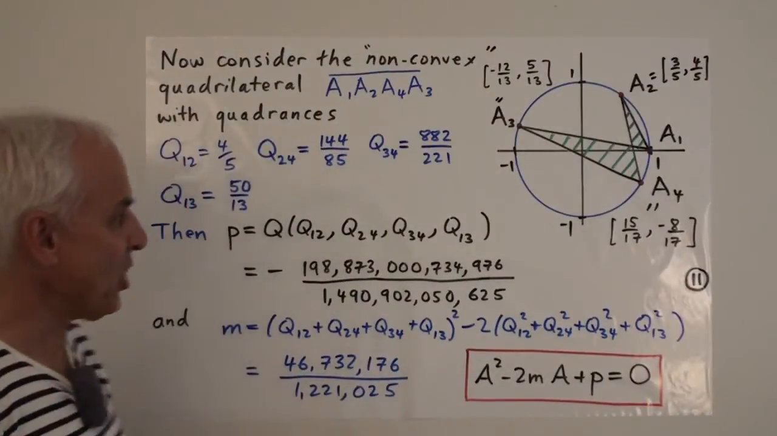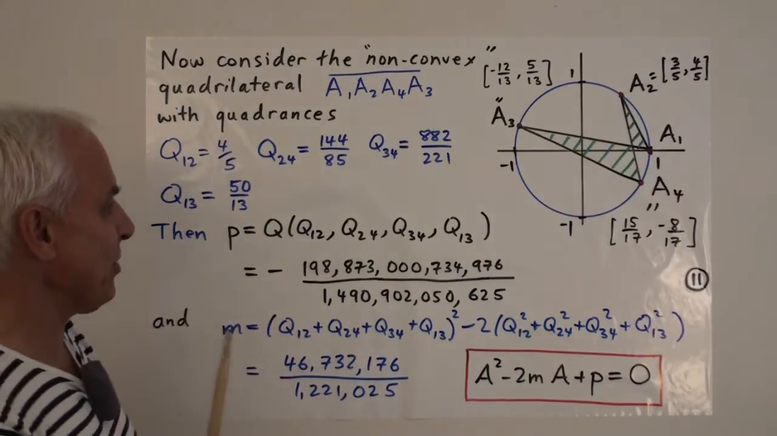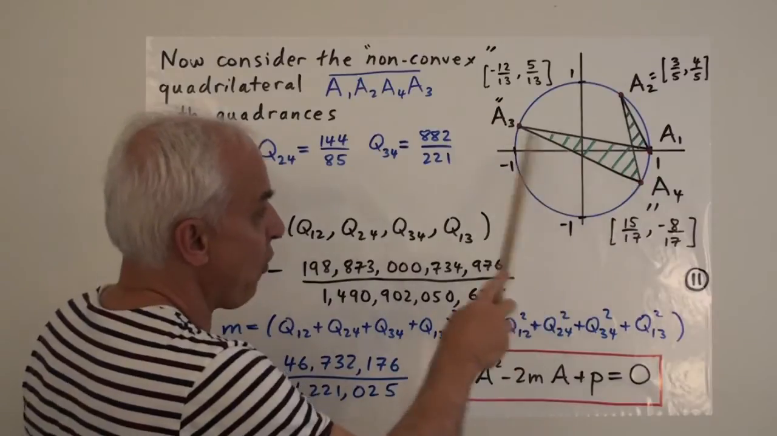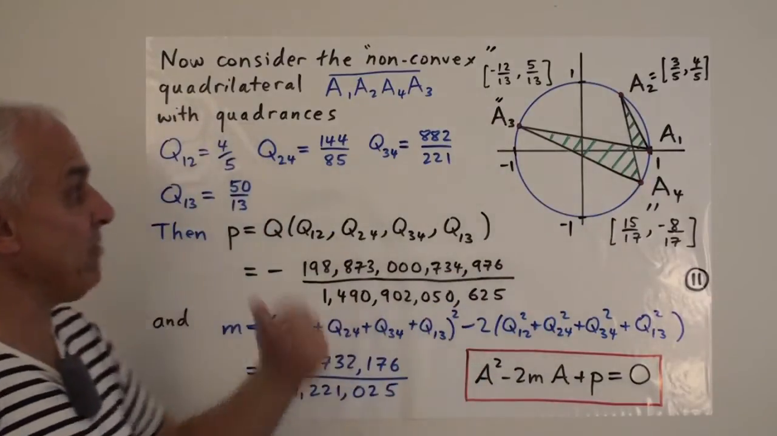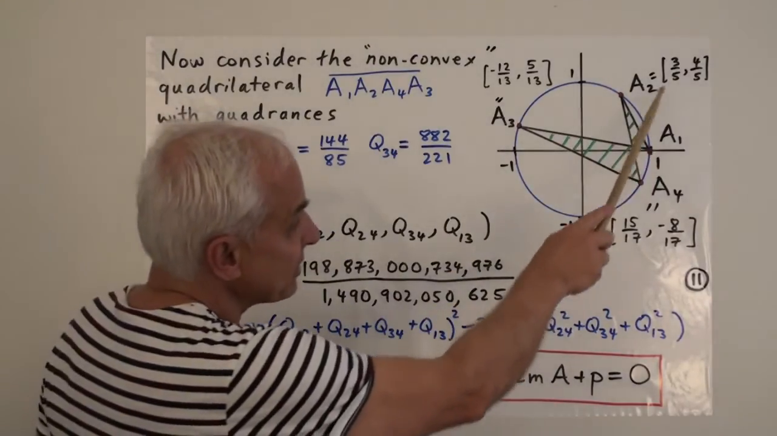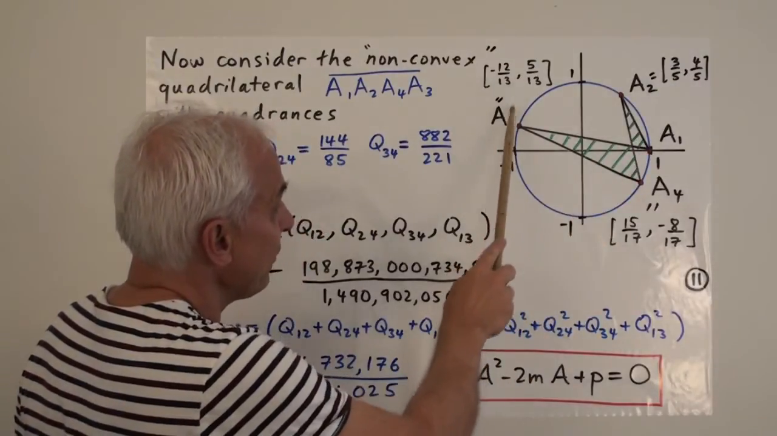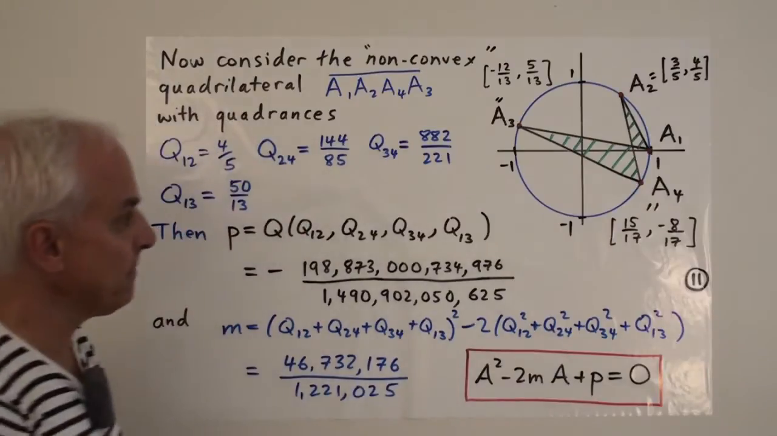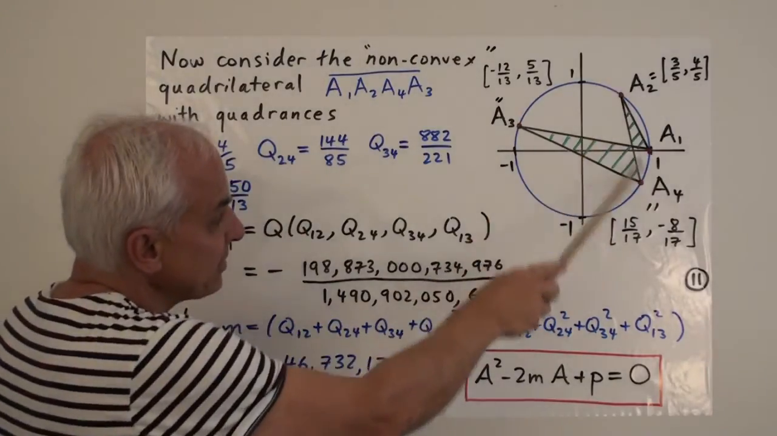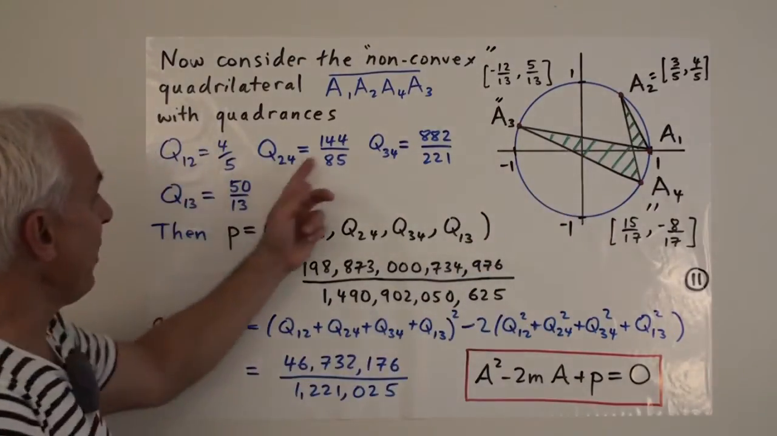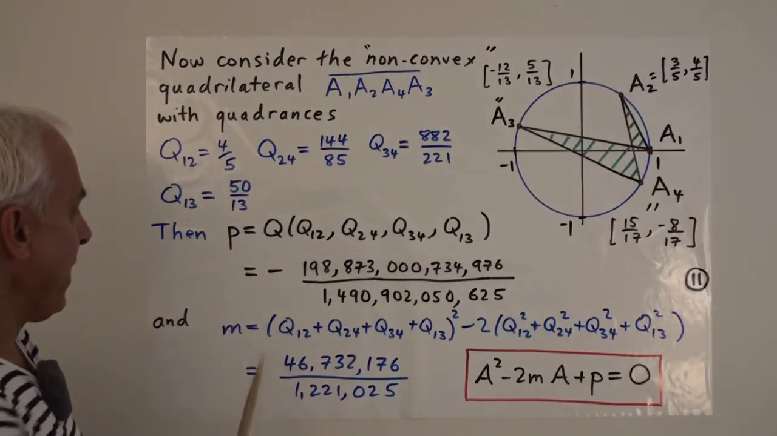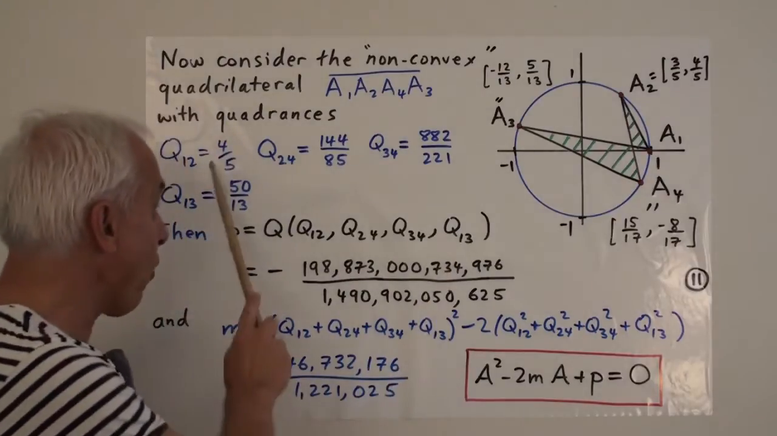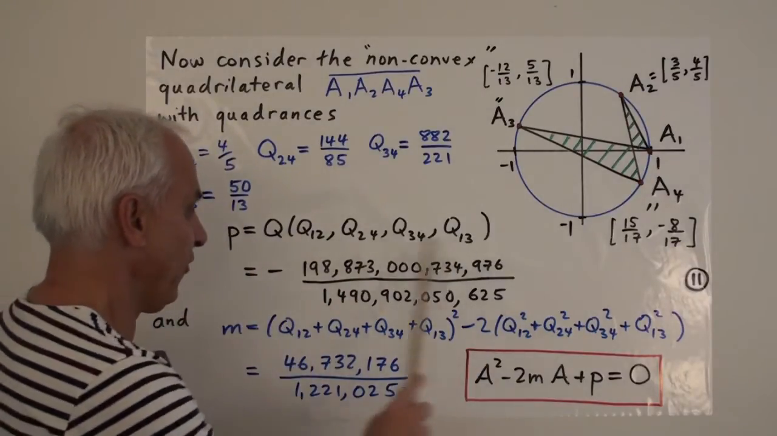All right, so let's have a look at this non-convex situation that I asked you to do in the previous exercise. So here we have A1, A2, A4, A3, same points as we had before. So that's the point 1, 0, that's 3/5, 4/5, that's minus 12 thirteenths, 5 thirteenths, and this one 15 seventeenths and minus 8 seventeenths. So now the four quadrances are these ones here, and here they are right here. And the quantity P, which is the quadruple quad formula acting on these four, gives us this number.